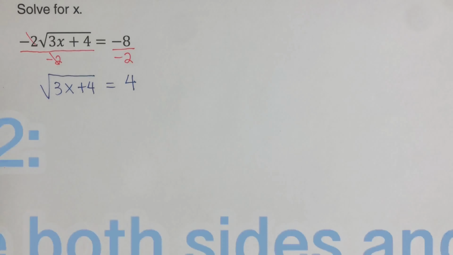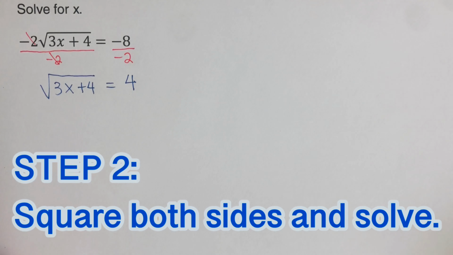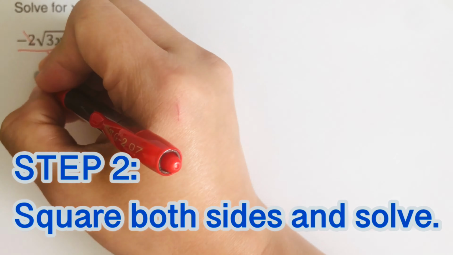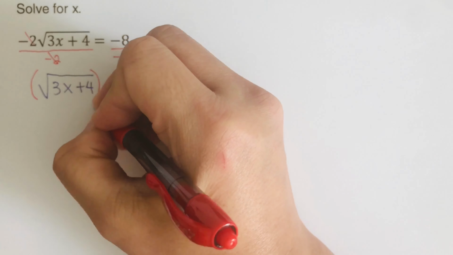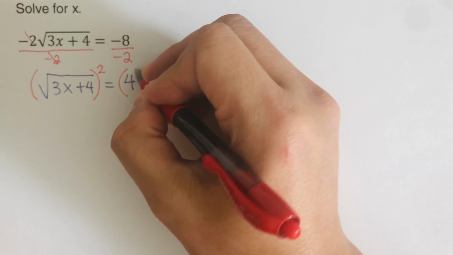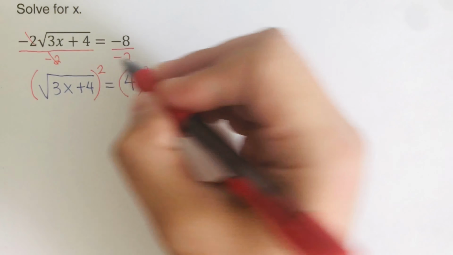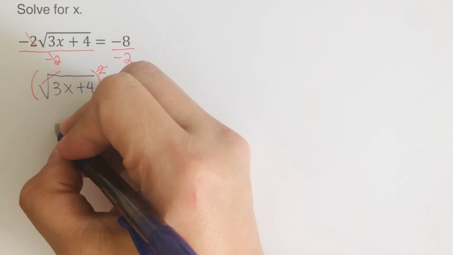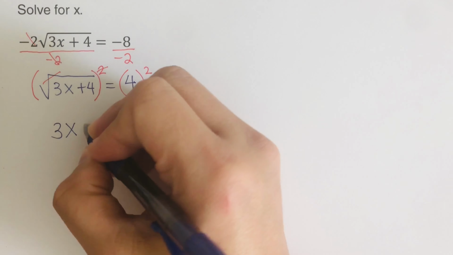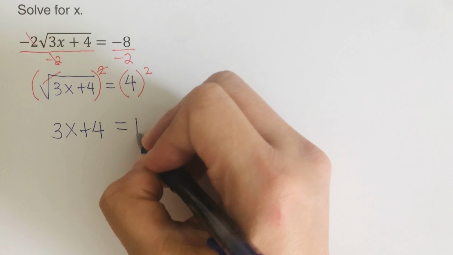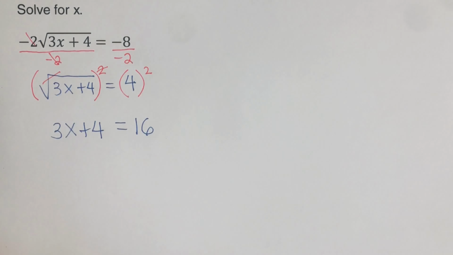The second step is to square both sides and solve. We are supposed to square this because the antidote, or the way to undo the square root, is to square it. So I'm just going to square both sides. Then the square and square root get crossed out. We're left with 3x plus 4 equal to 16, because 4 squared is 16.